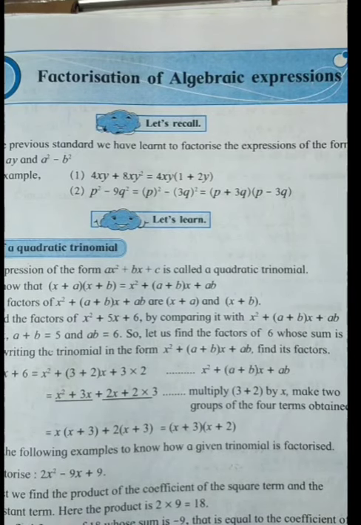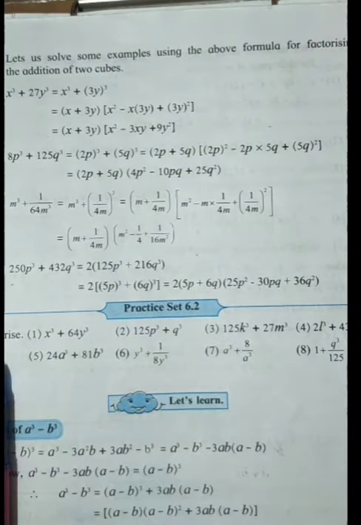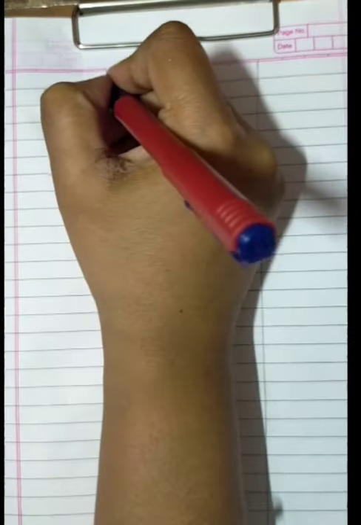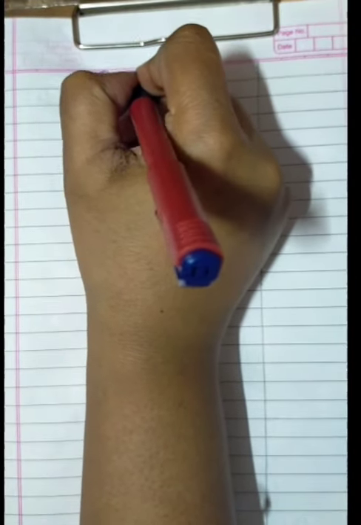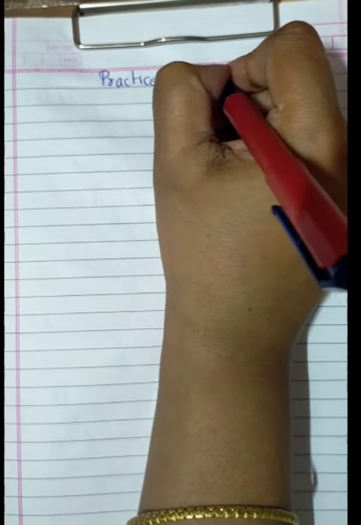Welcome to Smart Education. Today we are going to solve factorization of algebraic expressions of class 8th. Practice set 6.2.